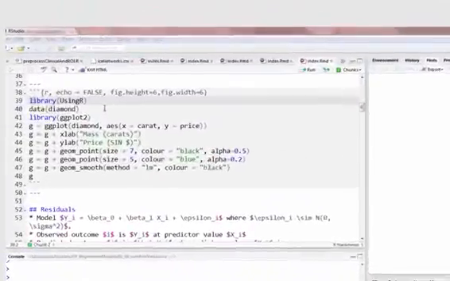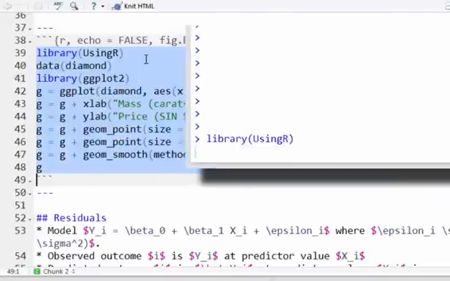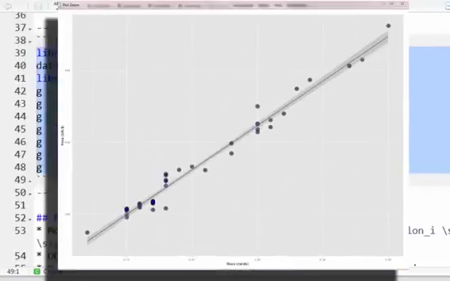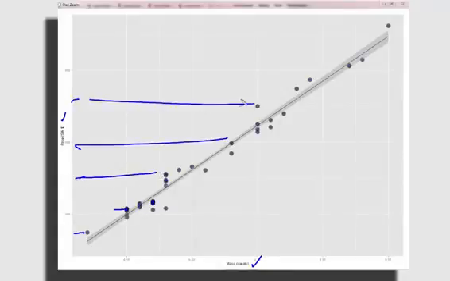Let me generate a plot. Last time I went through the commands for generating the plot, so I won't do this again, but here's my ggplot, and let me zoom out. So what we're interested in now is explaining price on the vertical axis by mass on the horizontal axis. If we had disregarded mass, we would have all these points. We would look at their projection onto the vertical axis, and there would be a lot of variation.